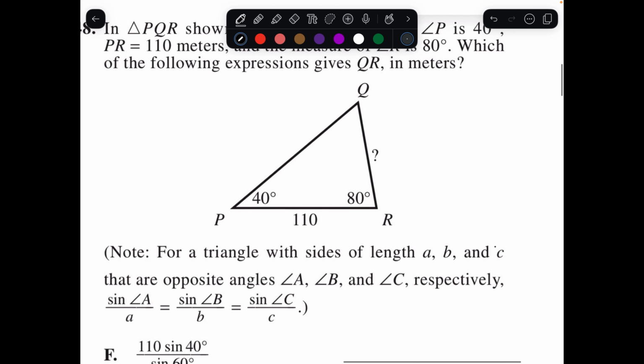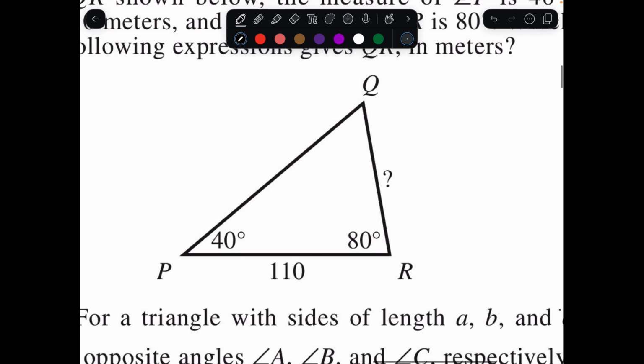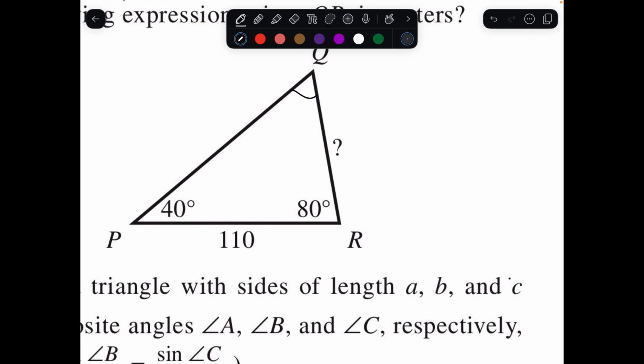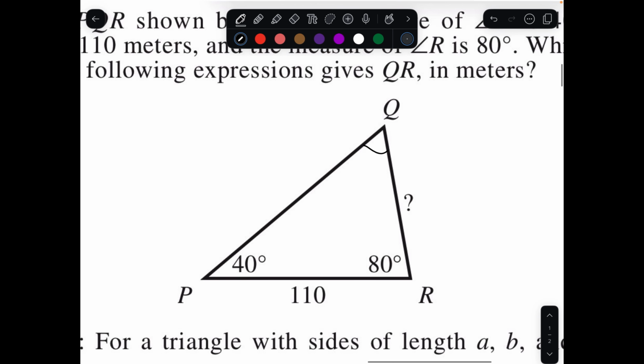So first, let's just get all the angles in the triangle. We know all angles in a triangle add up to 180, and we're already given two of the angles, 80 and 40, which means this one has to be 180 minus 80 plus 40, right? 80 plus 40 is 120. So that means this has to be 60 in order for all the angles to add up to 180.